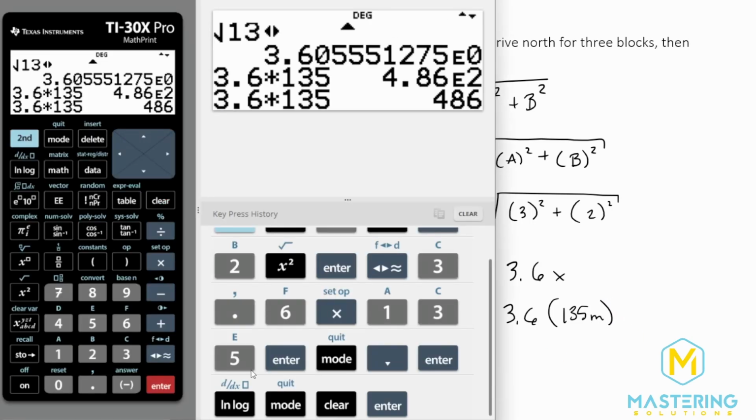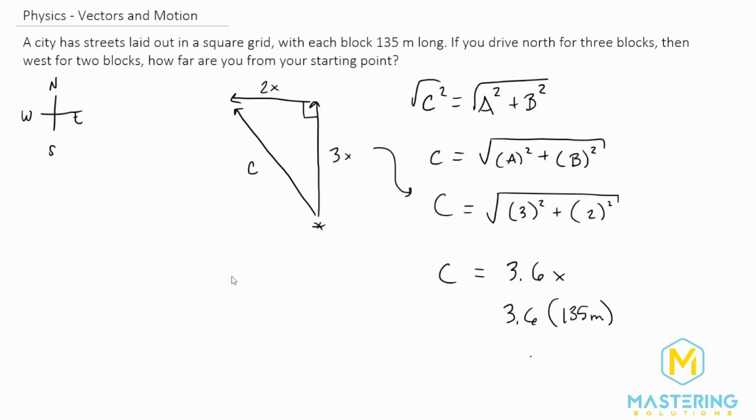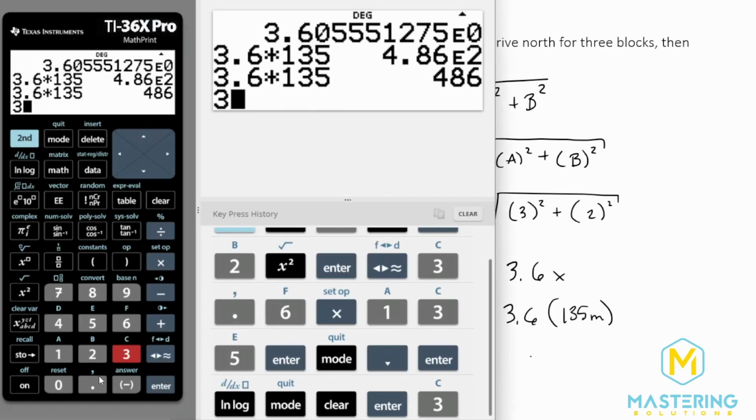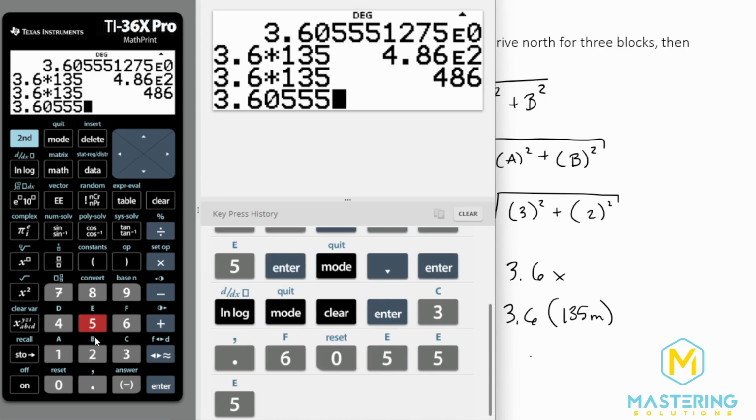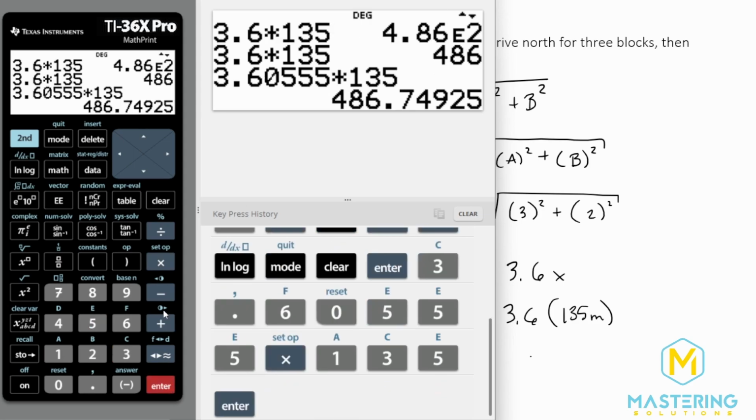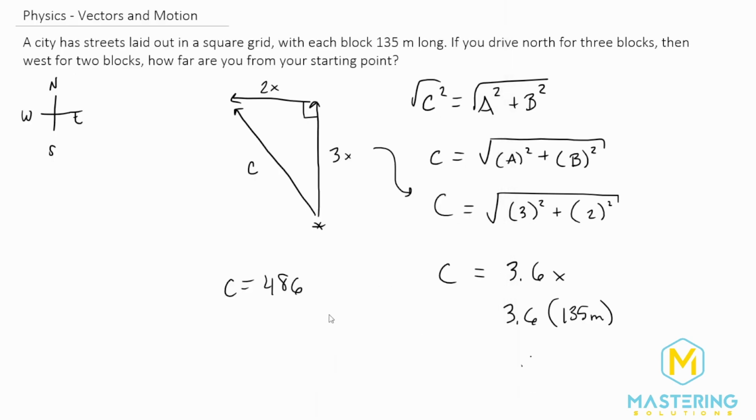We have 486 meters. So the distance or displacement that we went was 486. If we took 3.60555 and multiplied that by 135, that gives us 486.7. So let's round it to 487.